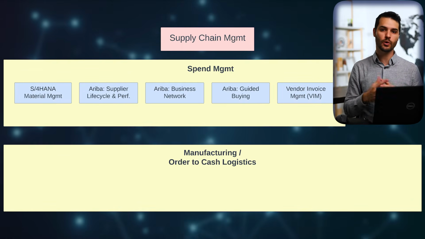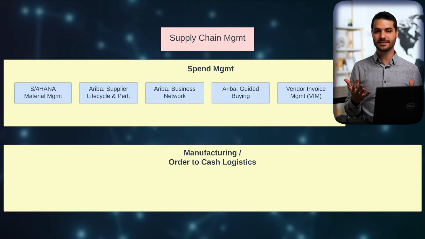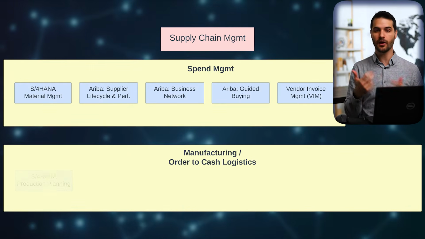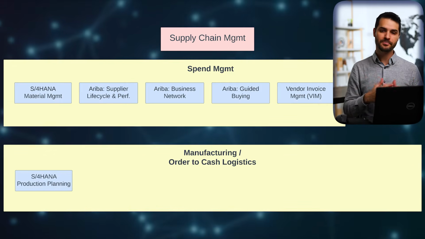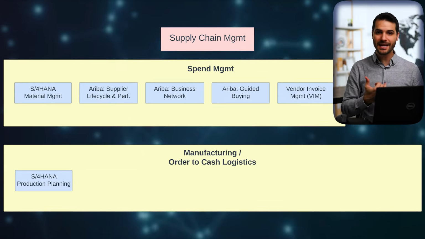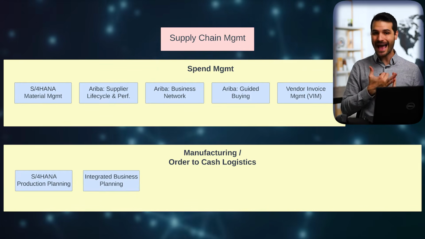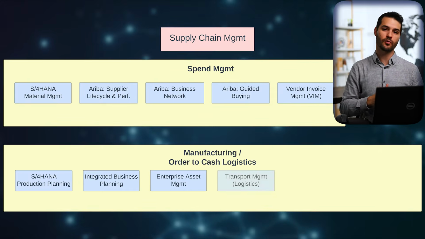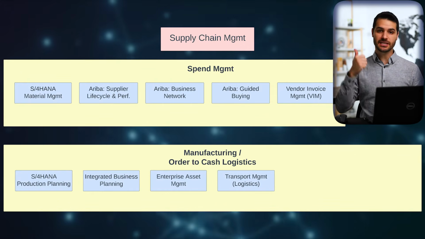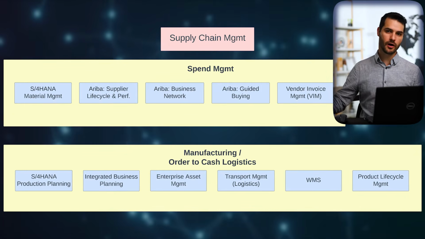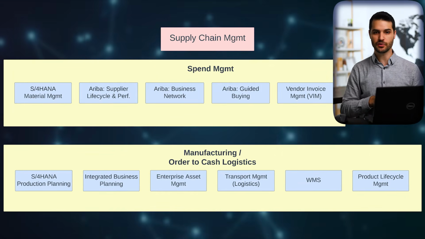So in that category, you have, from an S/4HANA standpoint, an S/4HANA module that would be production planning, also known as PP. But there are many other options. You can have integrated business planning, you can have enterprise asset management, you can have transport management, which is another S/4HANA module, and things like WMS, product lifecycle management, and on and on and on. There are many different options that you can rely on.